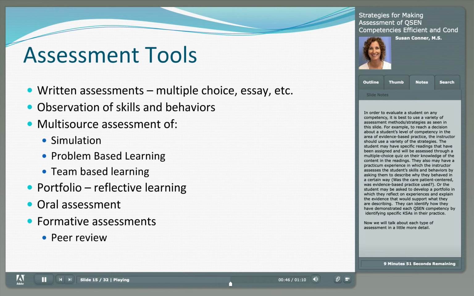Or the student may be asked to develop a portfolio in which they reflect on experiences and explain the evidence that would support what they are describing. They can identify how they have demonstrated each QSEN competency by identifying specific KSAs in their practice. Now we will talk about each type of assessment in a little more detail.